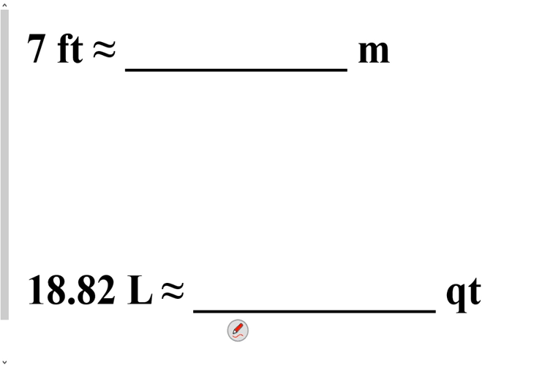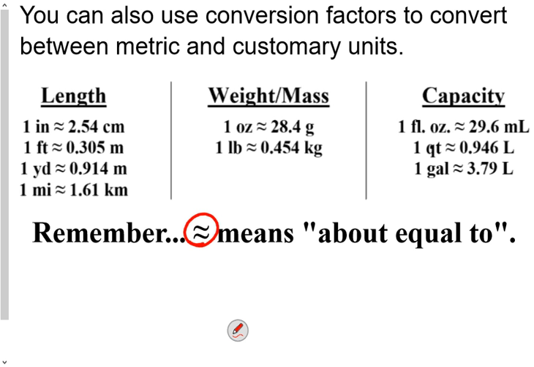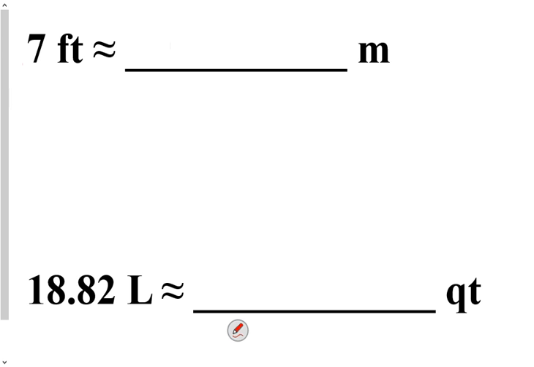So when we look at that, feet is a customary unit, meters is a metric unit. So we need to find our conversion factor. Our conversion factor that converts between feet and meters is going to be this one right here because it has feet and meters in it. So we're going to use that conversion factor. 1 foot is approximately 305 thousandths of a meter.